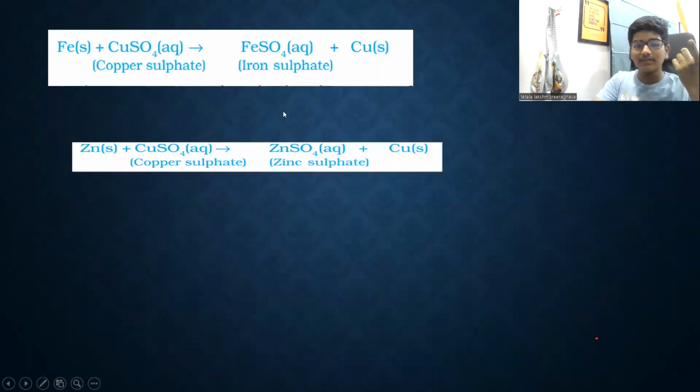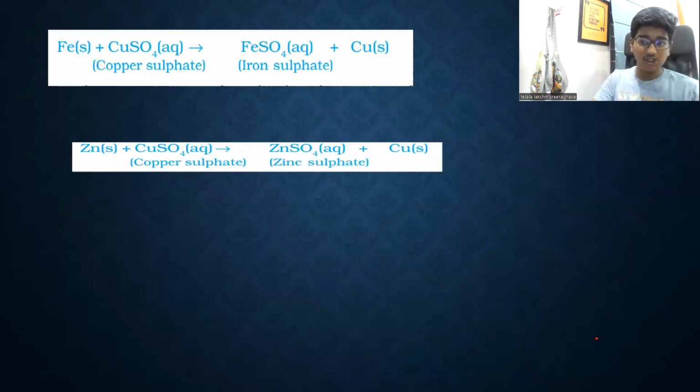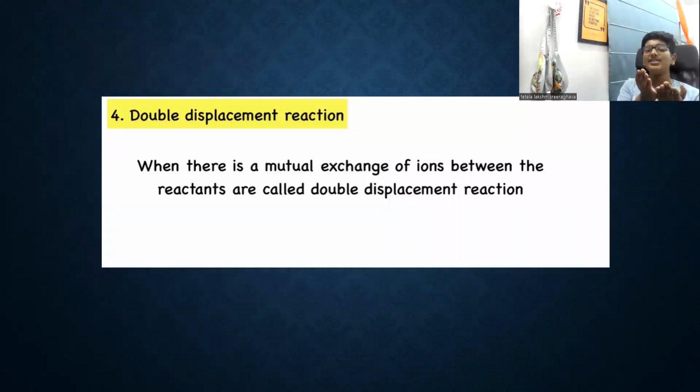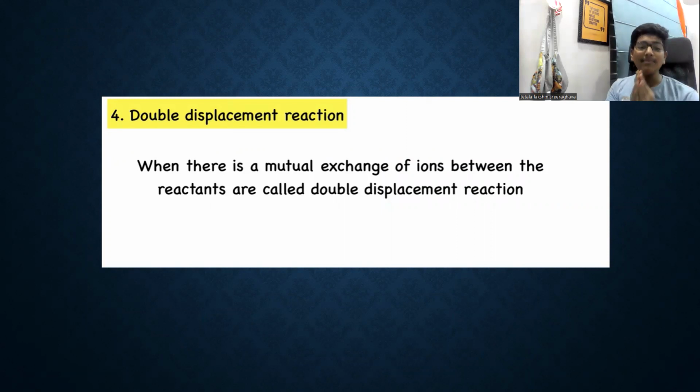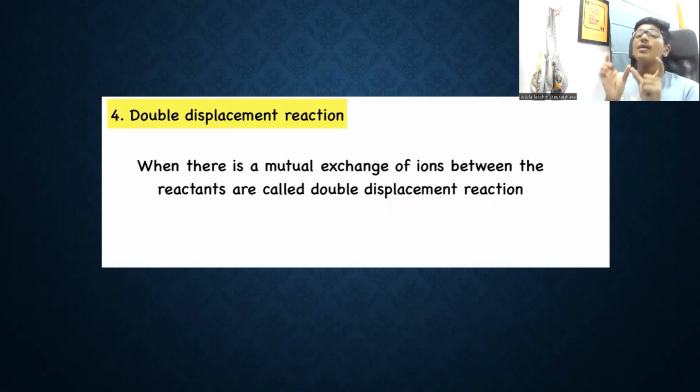Let us move further to double displacement reaction, right? So when there is a mutual exchange of ions between the reactants, it is called a double displacement reaction. Remember, if a reaction is also known as a precipitation reaction, then it would be a double displacement reaction. Double displacement reaction is also known as precipitation reaction because there is a precipitate formation in most of the cases.